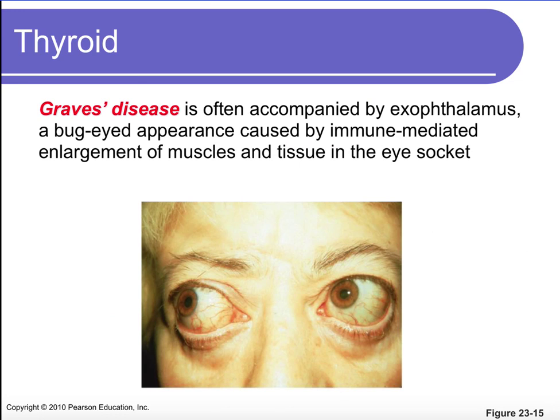Another thing that you will see with Graves' disease is a condition called exophthalmos, and this is a bug-eyed appearance caused by immune-mediated enlargement of the muscles and tissues around the eye socket.